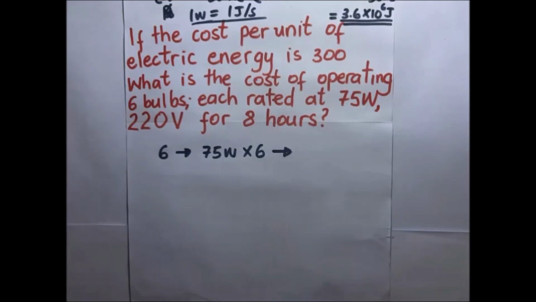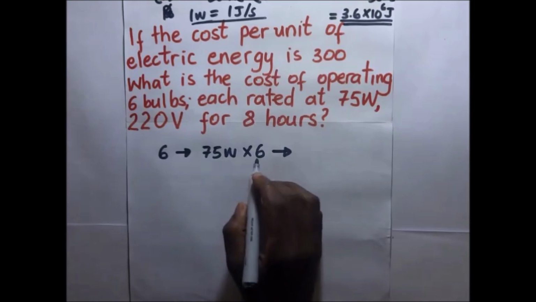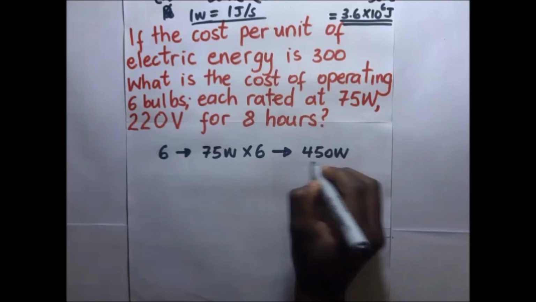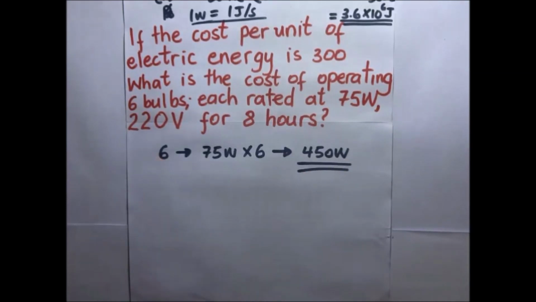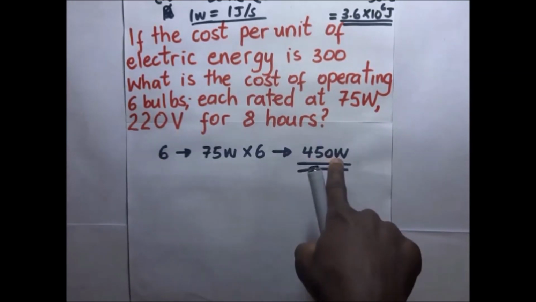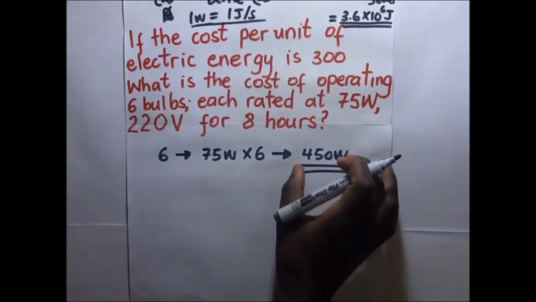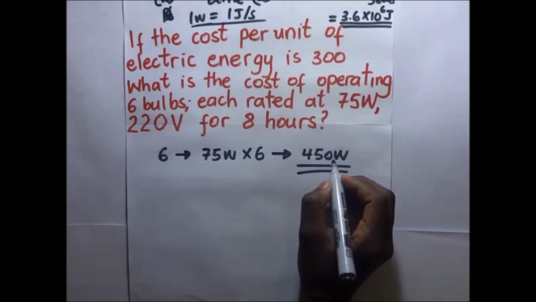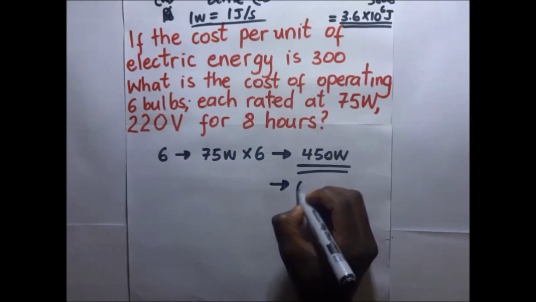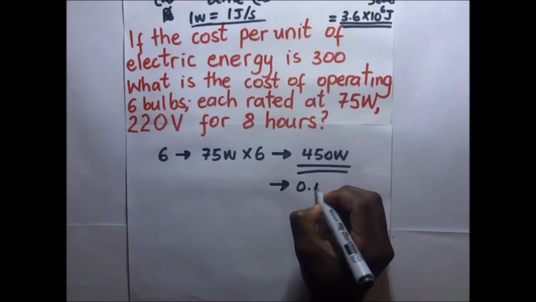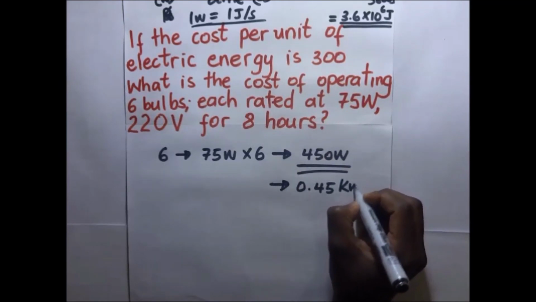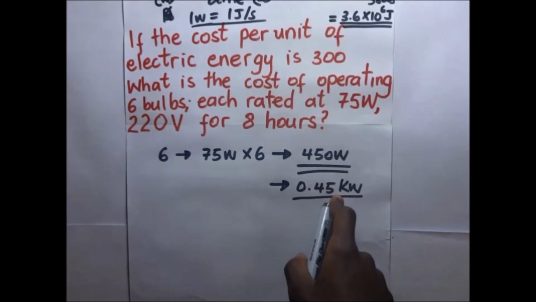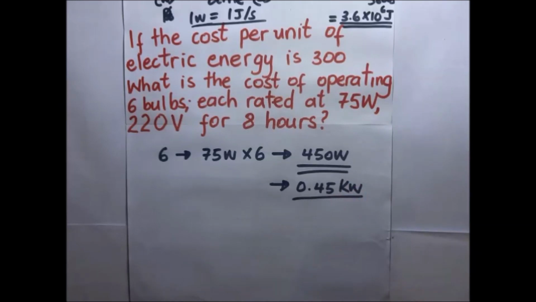So there are 6 bulbs, each at 75 watts. 75 times 6 gives us 450 watts altogether for these 6 bulbs. Converting this 450 watts into kilowatts, because we're supposed to convert this in terms of kilowatts, we divide by 1000. So it comes to 0.45 kilowatts. So the bulbs are consuming 0.45 kilowatts in just 1 hour.